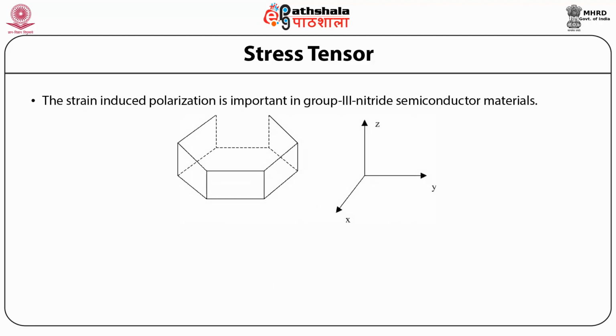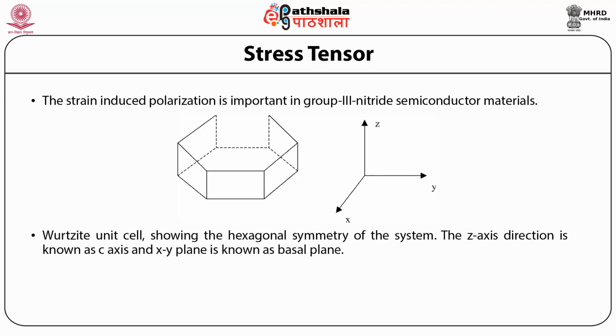Now it is clear from this figure that the properties of the crystal are different along the z-axis than along the in-plane axes x and y. So students, as you can see in this figure, which shows a wurtzite unit cell showing the hexagonal symmetry of the system, the z-axis direction is known as the c-axis and the xy plane is known as the basal plane.